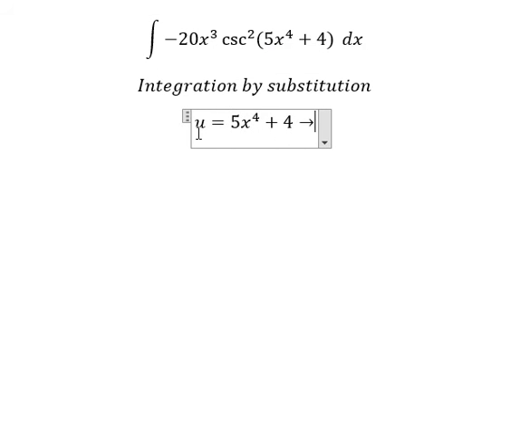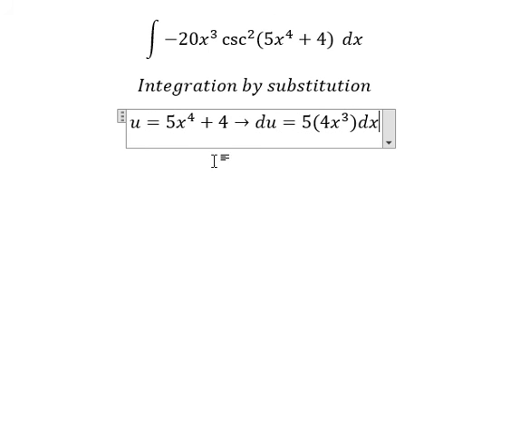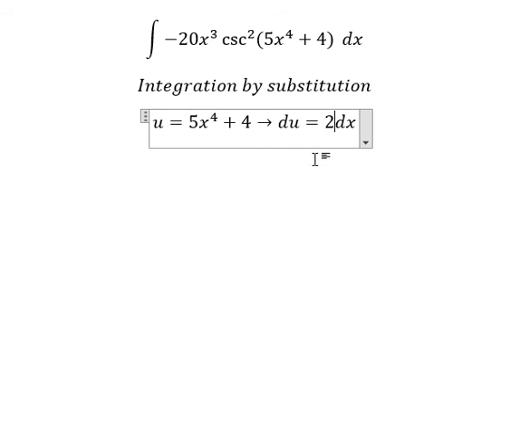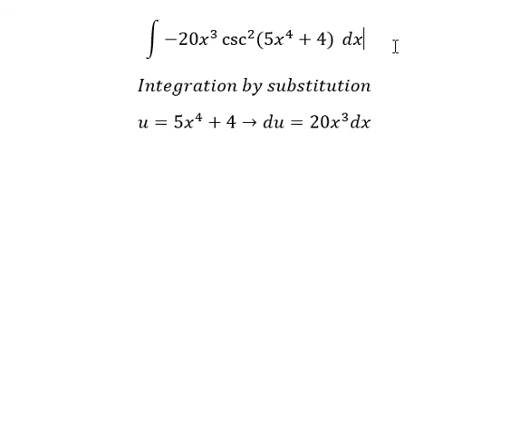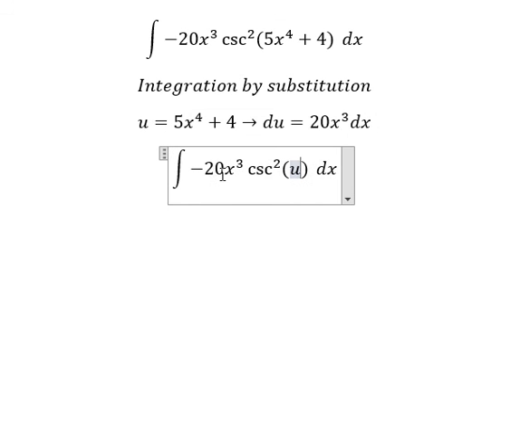Later we need to first take the derivative of both sides, and we have 4s to the power of 3 ds. This one is a constant, so you get 0, 5 and 4. We have 20. This one is about u. 20s to the power of 3 ds, we change for du.